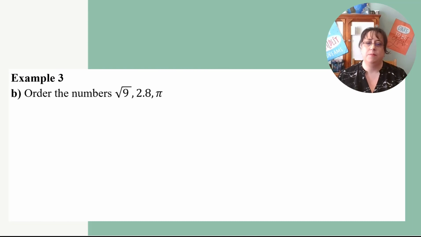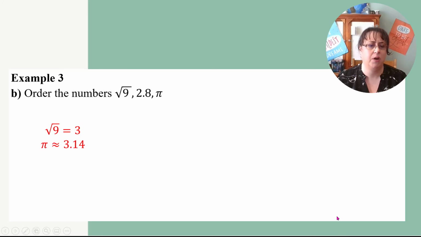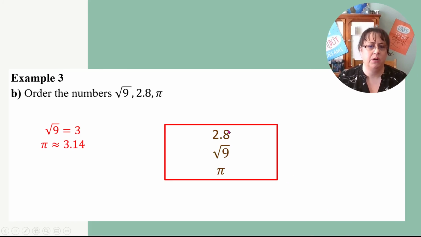To order these numbers, it's a whole lot easier. I would just take the square root of 9. So we have the square root of 9, 2.8, and pi. What's the square root of 9? What's 2.8? And what's pi? Square root of 9 is 3. We know that. 2.8. What's pi? Pi is 3.14. And so now we can put them in order. We have 2.8 is the smallest number, then 3, and then 3.14.